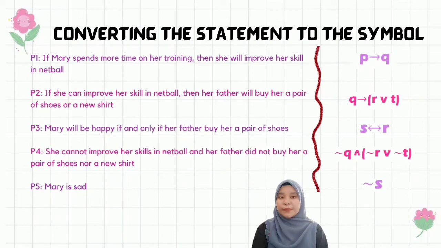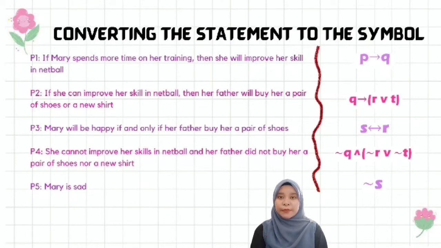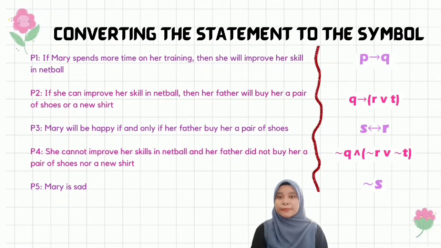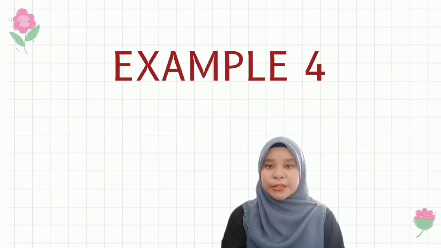Okay, for the first statement, we will write it as P implies Q. For the second statement, we will write it as Q implies, in bracket, R or T. The third one is S biconditional R. For statement 4, we will write it as not Q and, in bracket, not R or not T. And for the last statement, we will write it as not S. Okay, so we finish with example 3. Now let's proceed to example 4.